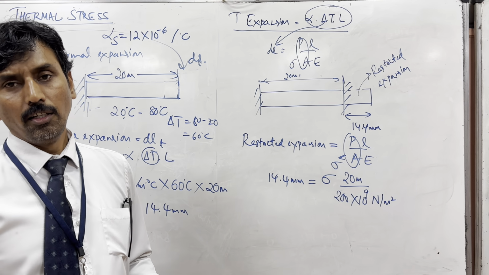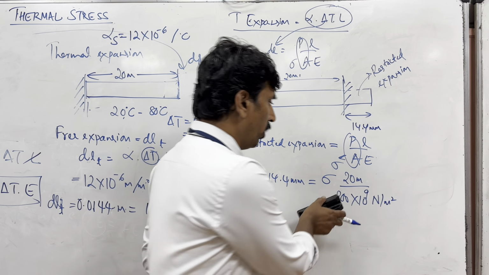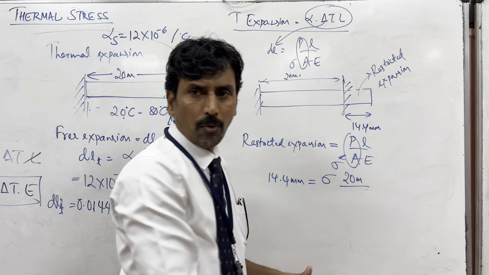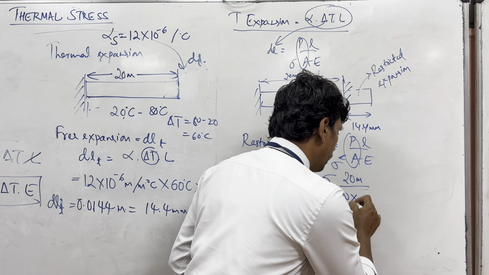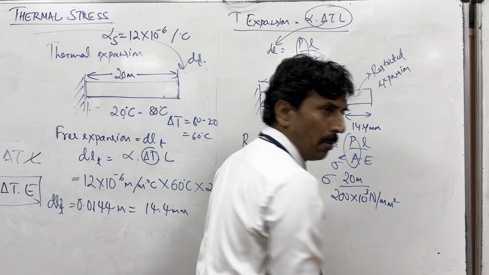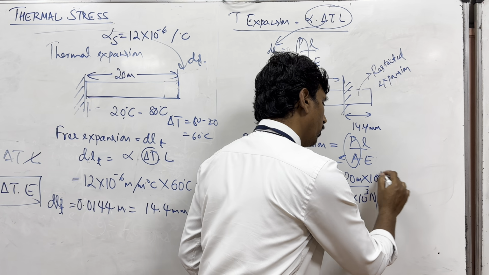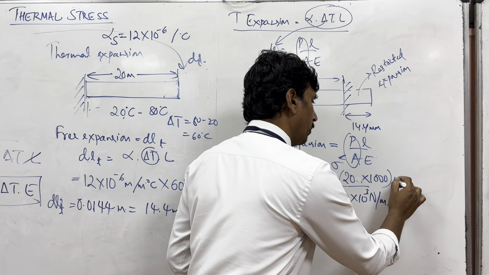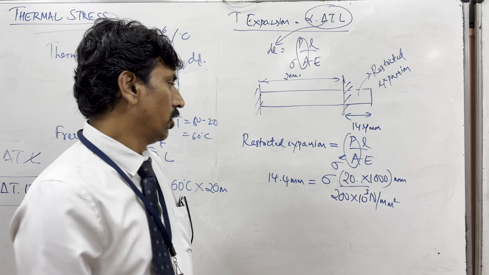I'll keep it in meters itself because here it is in meters. Otherwise, if you want this to be in millimeters to avoid confusion, you can write 200 GPa as 200 into 10 to the power of 3 Newton per mm square. So then you have to convert this into 1000, it becomes mm.